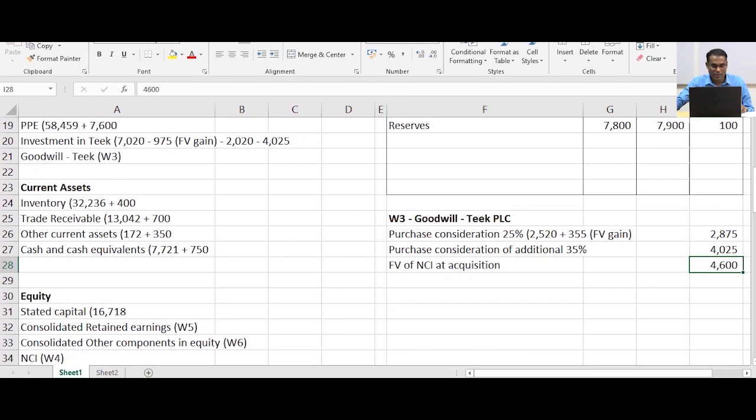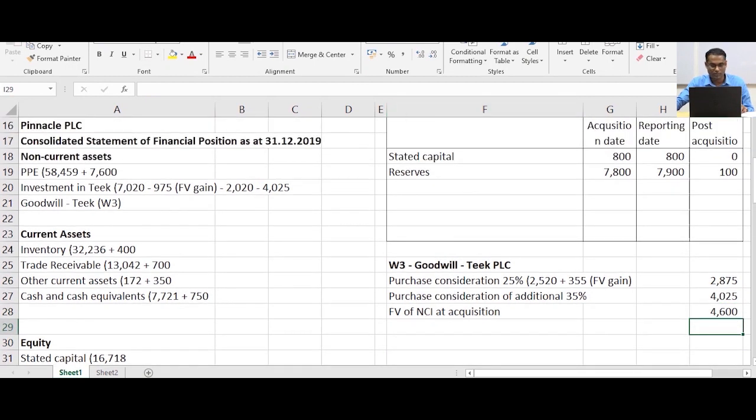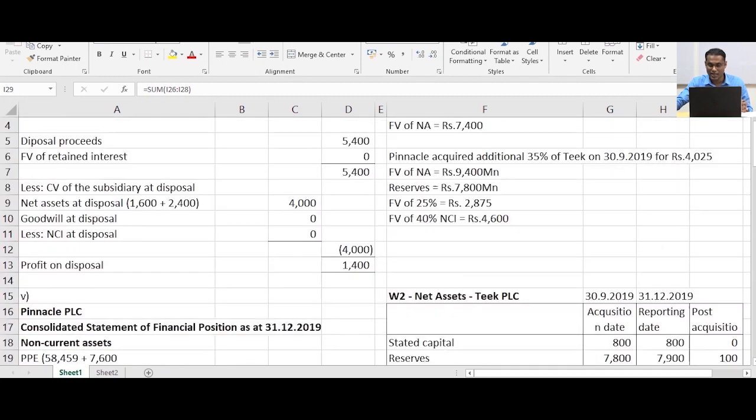Then I can take the total here. What's the total? Total is 11,500. Then you have to compare this with the fair value of the net asset of the subsidiary at the date of acquisition. As per the question, what is the fair value of the net asset of the acquired subsidiary?